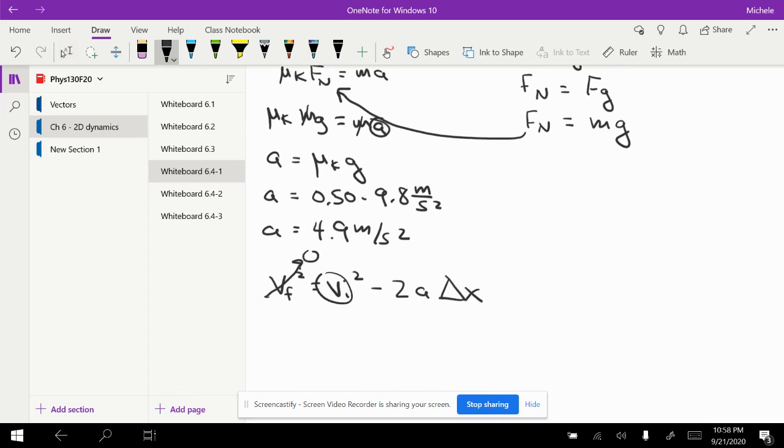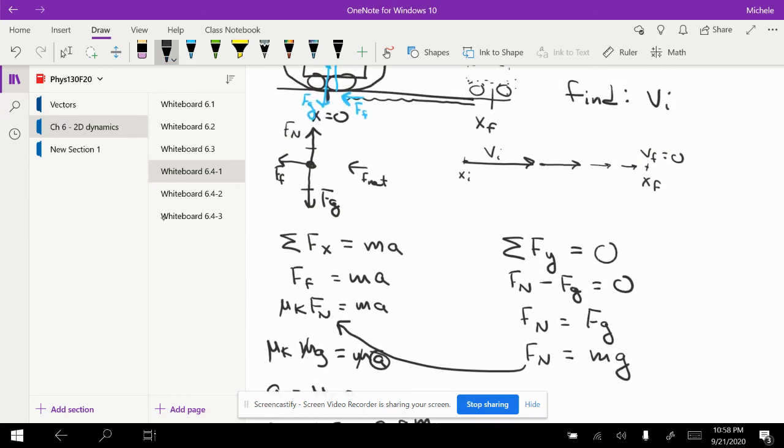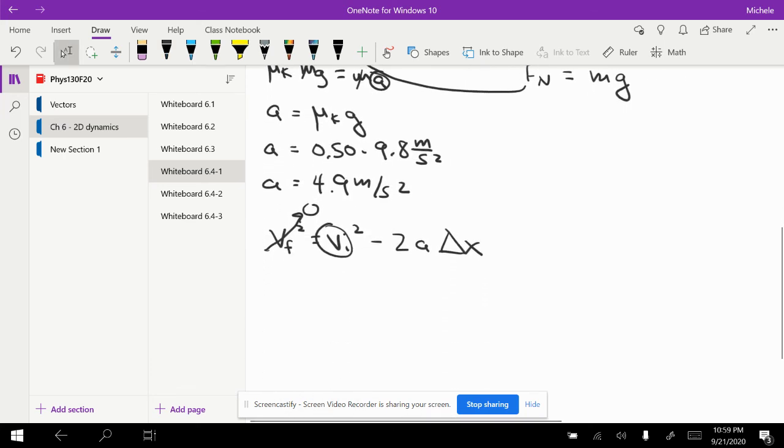I'm looking for the v initial. I know acceleration, and my delta x is just my x final. Delta x is x final minus x initial, but x initial is 0, so this is going to be my delta x. So I'm going to plug that in. Now I want to find v i, so I'm going to add 2a delta x to both sides. And when I do that, I can say v i squared is equal to 2a delta x, or v i is equal to the square root of 2a delta x.